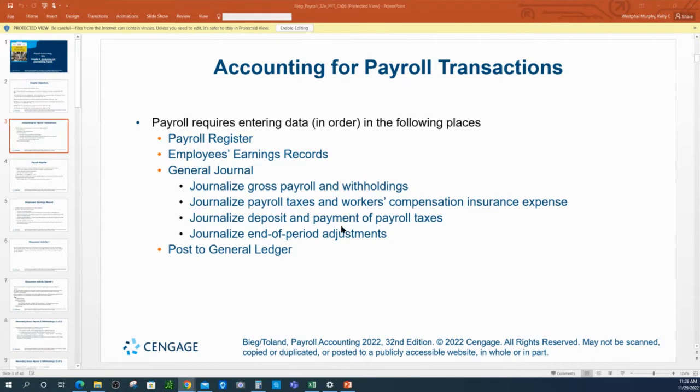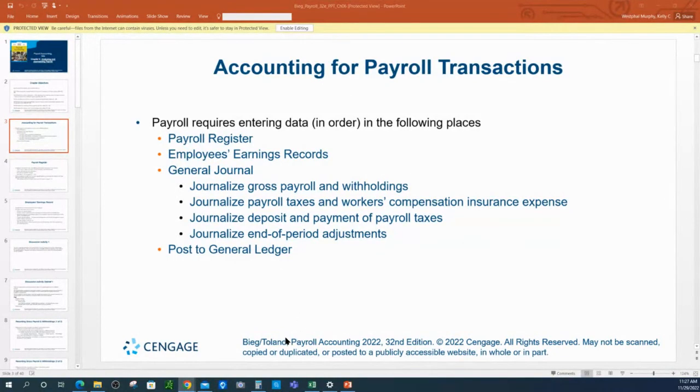So all these entries are constantly being made during the month. At the end of the period, we're going to post all of those entries to the general ledger. The general ledger is a list of all of those accounts, and it's going to show ending balances, and it's going to show all of the transactions that have taken place in each of these accounts during the period.